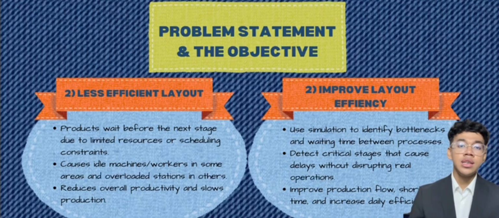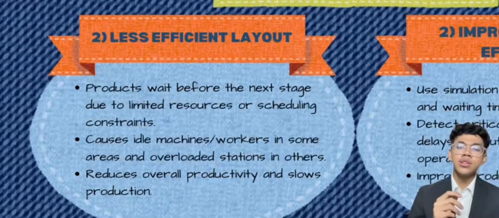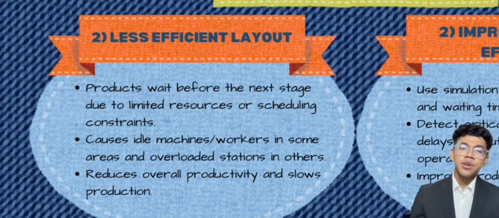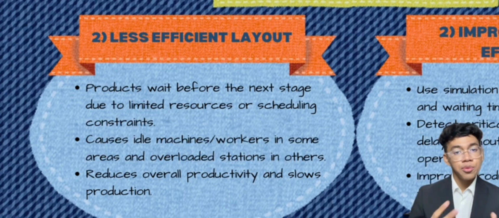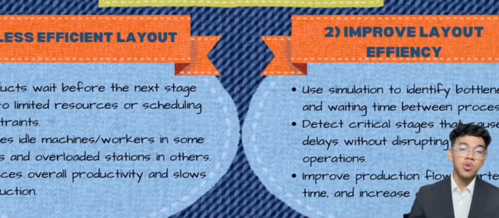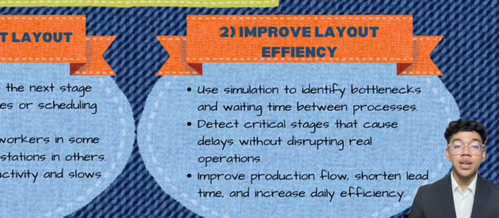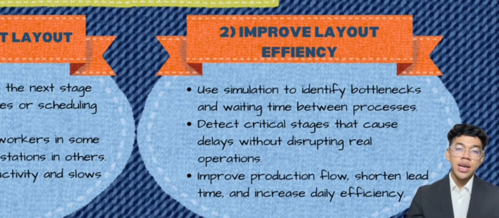The second issue is less efficient layout. We found that the arrangement of workstations is not fully optimized because some stations require unnecessary movement and transportation time, which slows down the workflow and reduces efficiency. To address this issue, our objective is to improve the layout design and test the new arrangement using ProModel simulation. By comparing the original and suggested layouts, we can determine whether the new system improves production flow and reduces delays. That is all for my part.